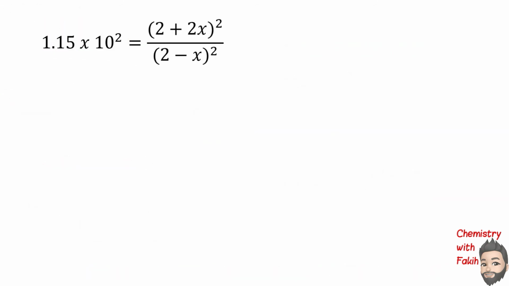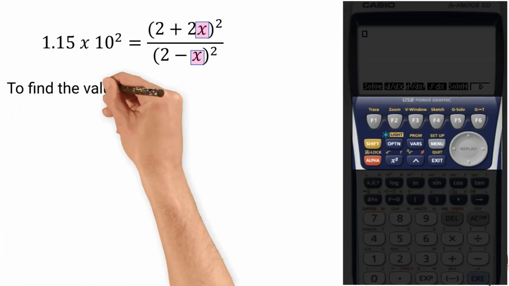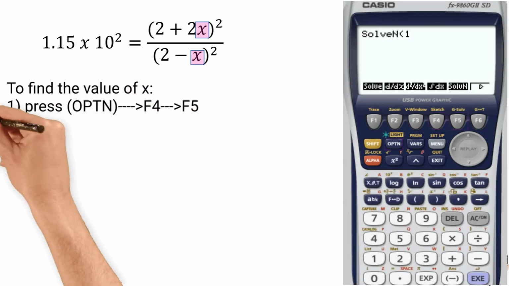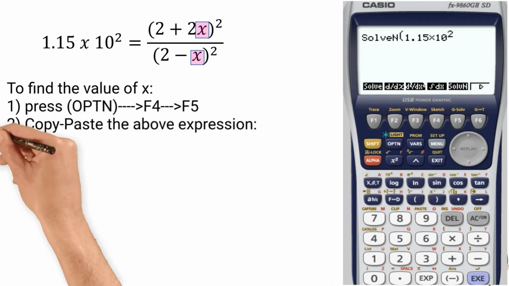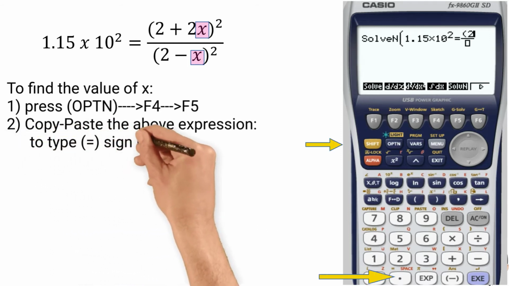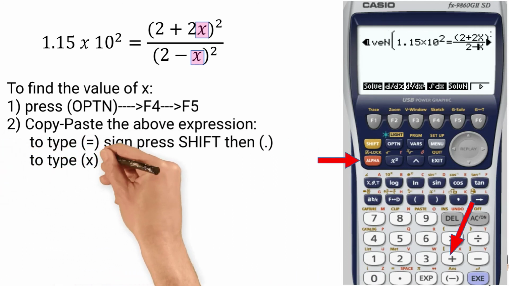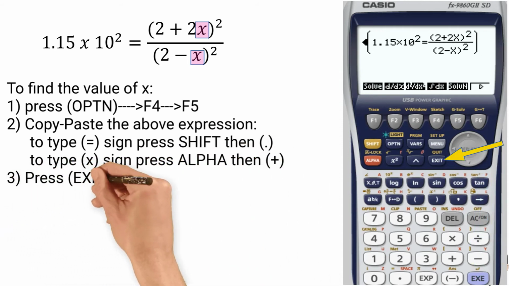To solve the following mathematical equation for X, you need to use a graphical calculator, and the one I recommend is the Casio FX-9860. To find the value of X on the calculator, press Option, then F4, then F5 key. Copy-paste the above expression. To type the equal sign, press Shift, then the decimal key. To type the X sign, press Alpha, then the plus key. Then press EXE key. Finally, press Exit key to see the solution of X.